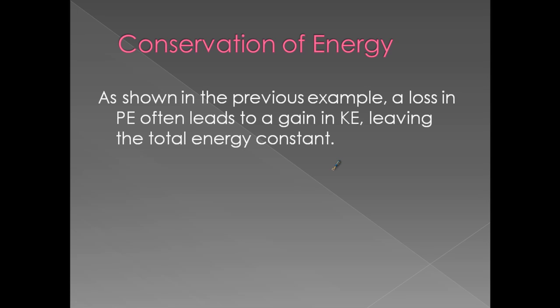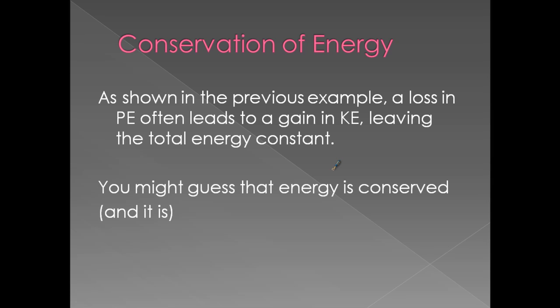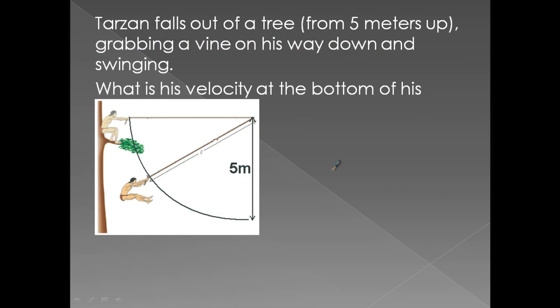So as shown in the previous example, a loss in potential energy often leads to a gain in kinetic energy, leaving the total energy constant. You might guess that energy is conserved, because it is. We call this the conservation of energy. We don't lose any energy, so the initial energy equals the final energy.